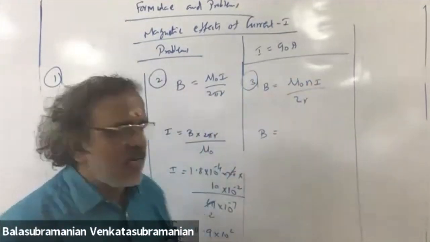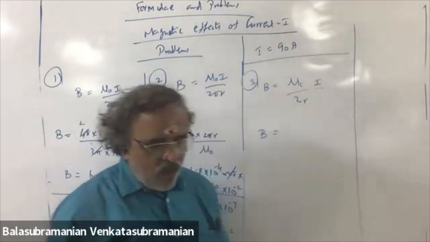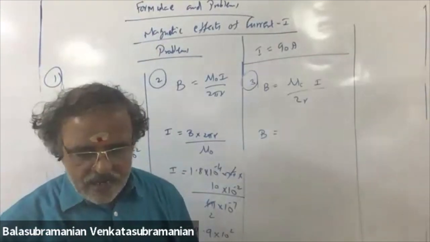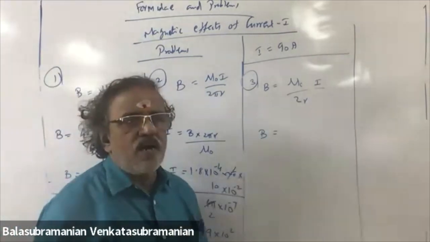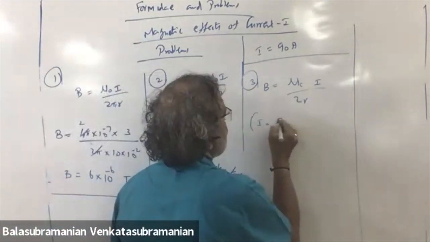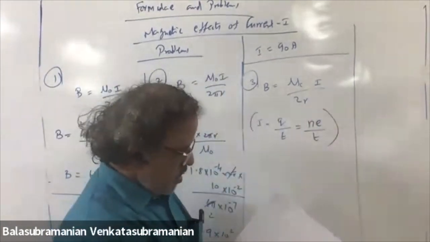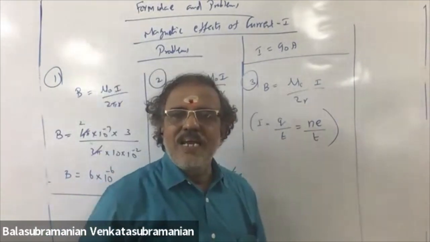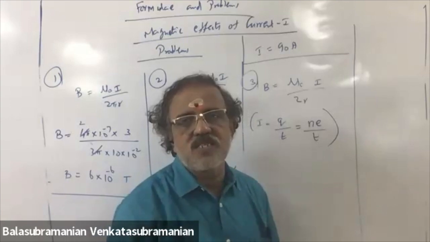Number of turns they have not mentioned here, so we can very well write mu naught I by 2R. They have given radius R 5.11 into 10 power minus 11. Frequency 6.8 into 10 power 15 hertz. Sir, frequency, there is no formula. Then what do we have to write for frequency? Current I is equal to Q by T. That is N e by T. Number of electrons per second. Electron revolving around the nucleus, number of electrons per second. That is called frequency. That is given.